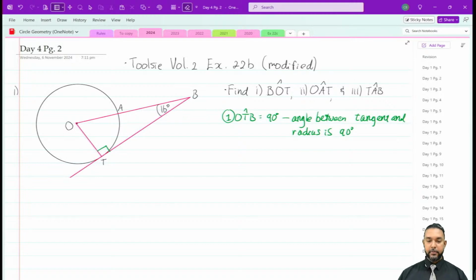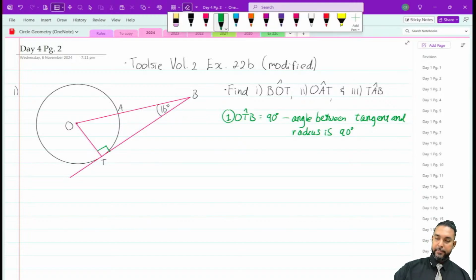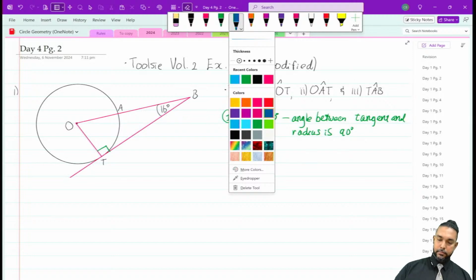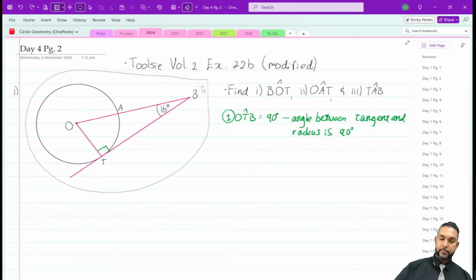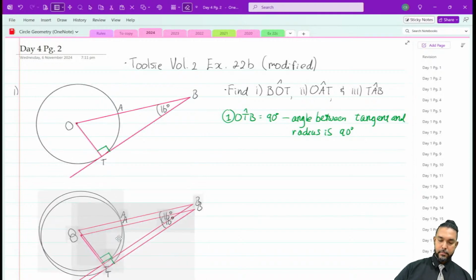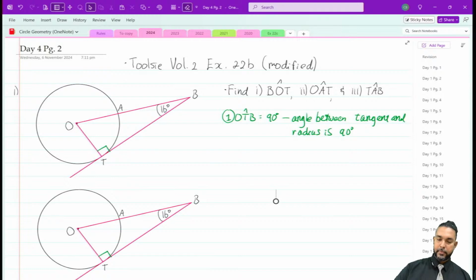Right. So rule one. The first rule we used was the new rule that the angle between tangent and radius is 90 degrees. All right, let's talk about BOT, shall we? So BOT is that angle there. All right, but give me one second. Let me actually copy and paste this diagram real quick. I'll need that for the next one.